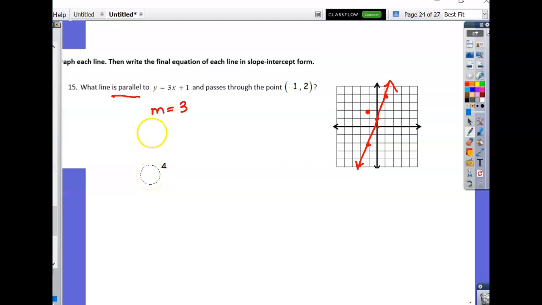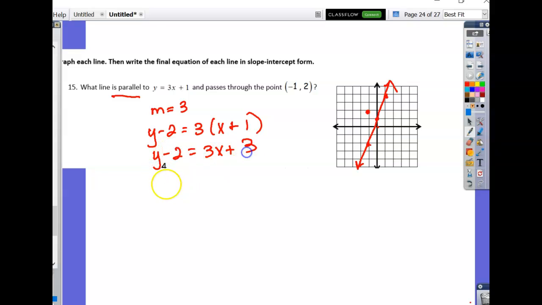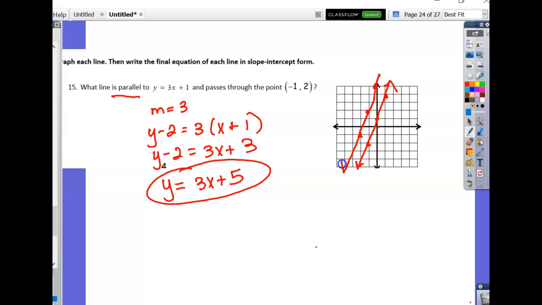So we're going to say y minus 2 is equal to 3 times x plus 1. We distribute: y minus 2 is equal to 3x plus 3, and y is equal to 3x plus 5. So there's the equation of the second line. We get to our y-intercept of 5, and our slope is 3, so up 3 over 1, up 3 over 1. As you can see, we are parallel to that line. I want you to try 16 and compare to the answer key that's on the website.